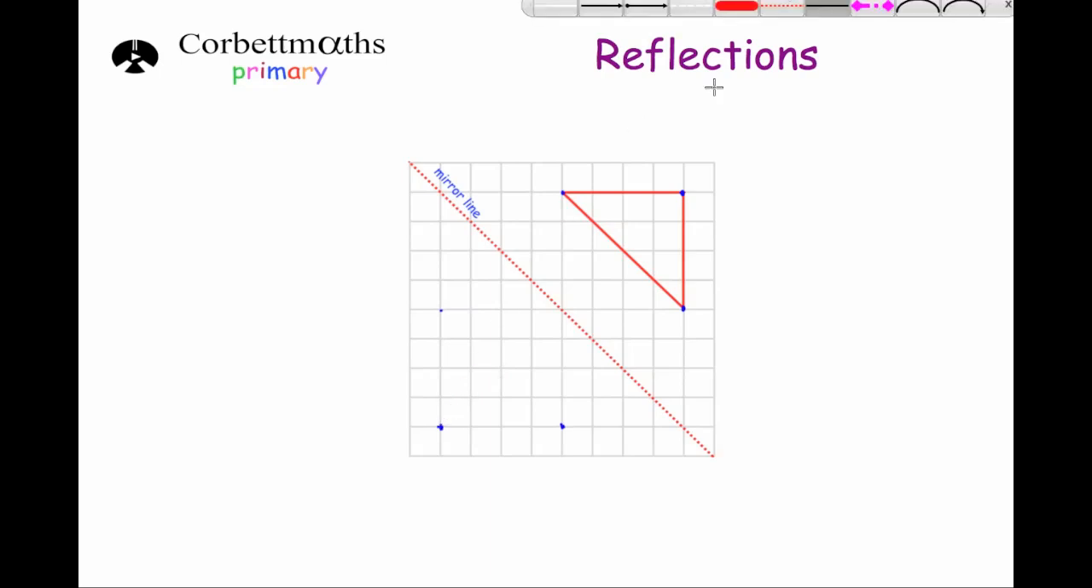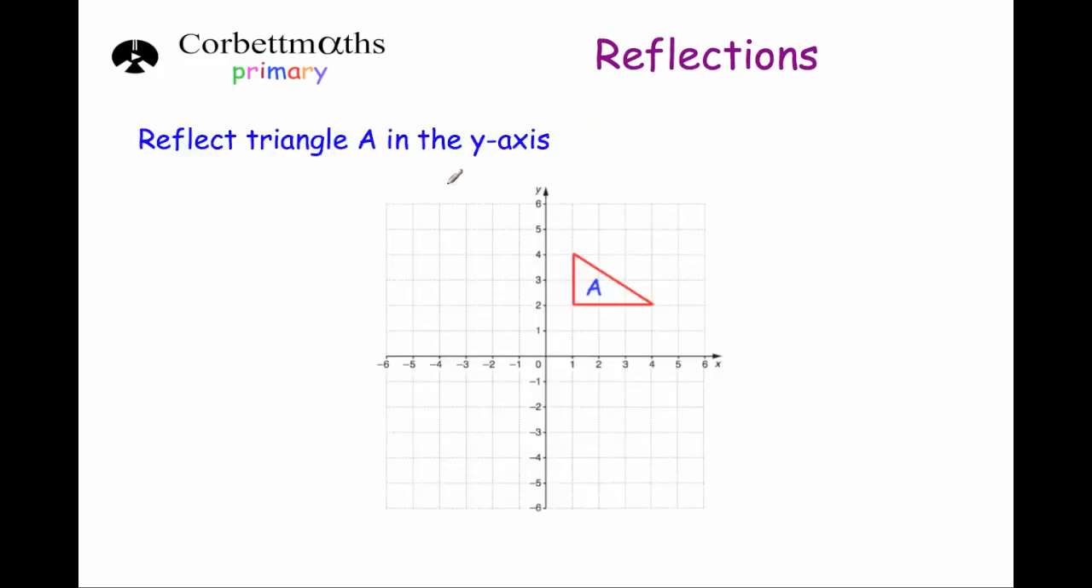So again, we get a ruler and we join them up. So there, across, and there. So if you're asked to reflect a shape with a diagonal mirror line, you just count diagonals rather than ups or crosses. Okay, this time we're going to do a question where it's on a coordinate grid, okay, a set of axes.